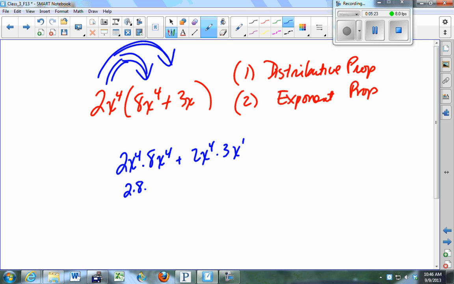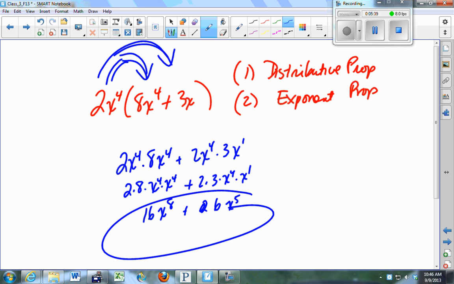The order doesn't matter, so I'm going to put my constants beside each other in my variable expression. So that's 16x to the 8th. And here I have 2 times 3 times x to the 4th times x to the 1st. So that's 6x to the 5th. And that's it. What'd you do, forget the 1?